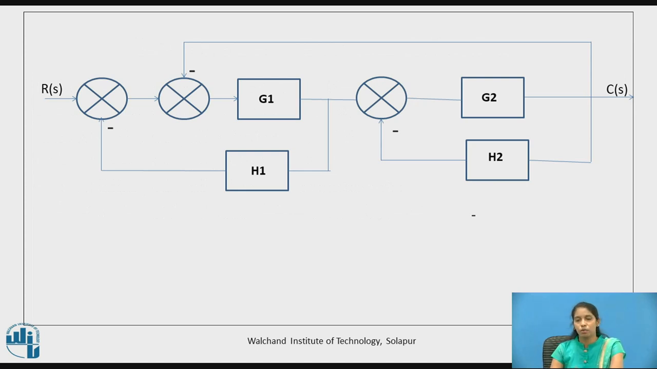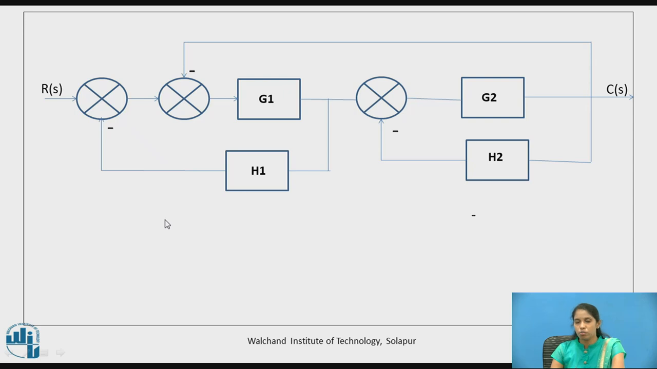So this is the problem in which you need to reduce the block diagram to a single block. The problem is given like this, with some blocks, summing points, and takeoff points. The main aim is to convert this complicated block diagram into a single block. That is, we need to find the transfer function C(s)/R(s), that is output upon input. So let's see how it can be done.